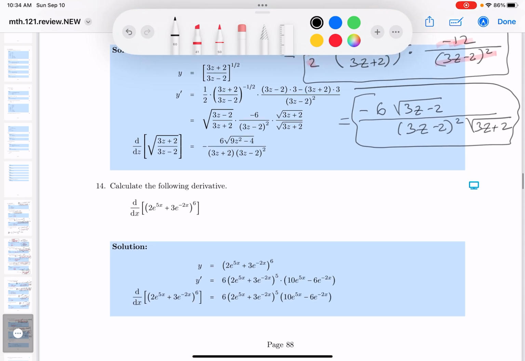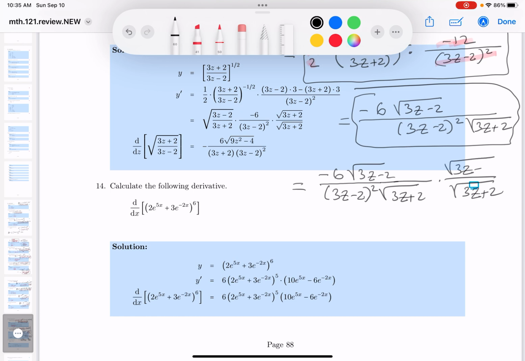I'm going to just keep moving forward, though, to see if I can get it even simpler than that. What I'm going to do here is multiply the top and the bottom. I'll write down what I'm multiplying by. This is 3z minus 2 squared, and the root of 3z plus 2. And I'm going to multiply the top and the bottom by this over here. Which may seem strange to you. There's a reason for it, though.